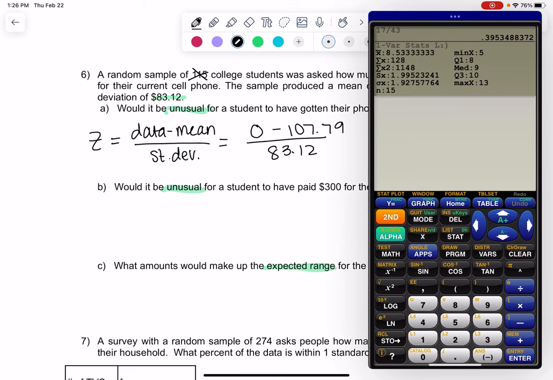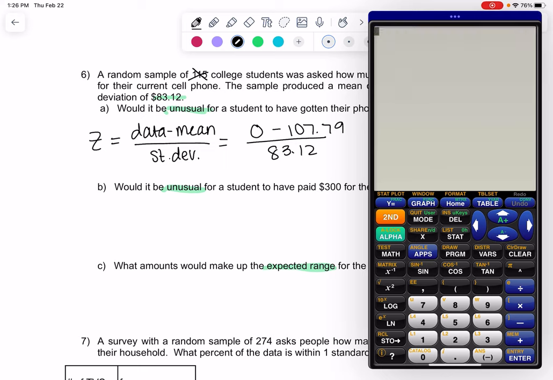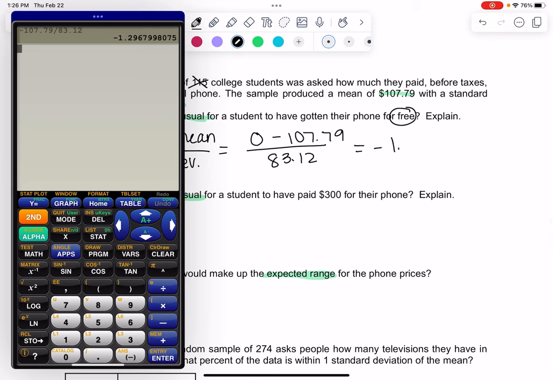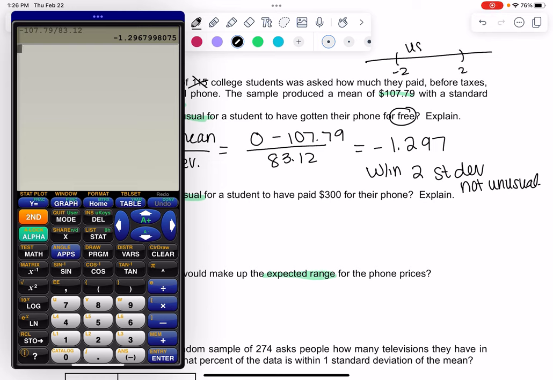So we're going to plug this into the calculator. 0 minus 107.79 is just negative 107.79. So negative 107.79 divided by 83.12. And we get a z-score of negative 1.297, which will round to negative 1.30. It's within 2 standard deviations, so it's not unusual. If you go back to your notes, we learned in between negative 2 and 2 is normal or usual, and then anything on the outside is unusual. And so negative 1.30 would be like right there. So that's okay.